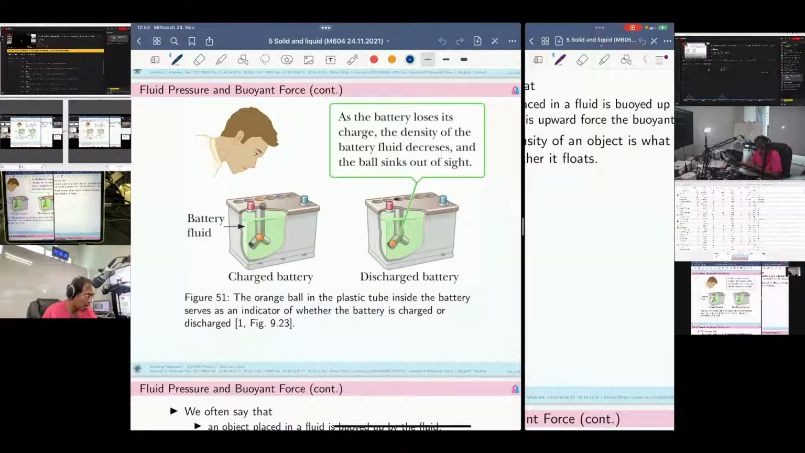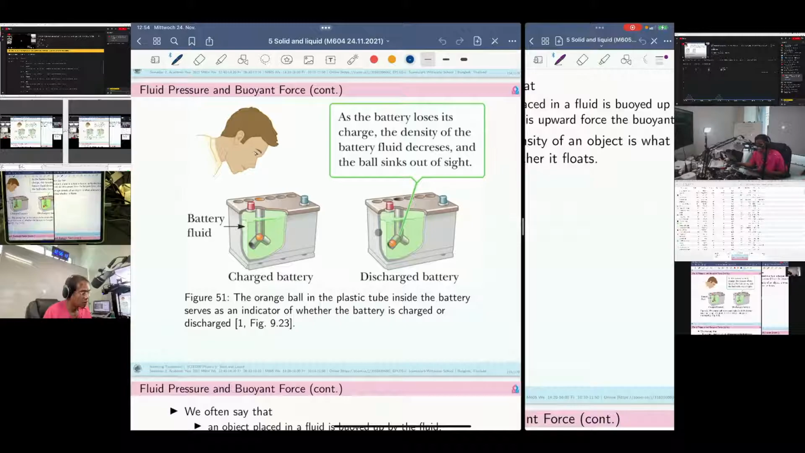And you will replace the battery, or you repair this battery by changing the acid or by whatever technique, in order to solve or fix this issue. Okay, and that's one of the applications for the density in the battery in the automobile industry, right? Okay, we often say that an object placed in a fluid is buoyed up by the fluid, right?